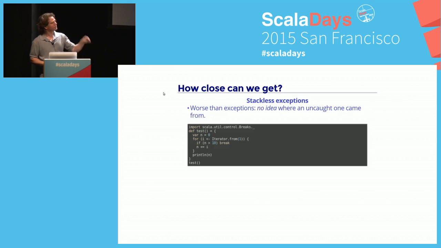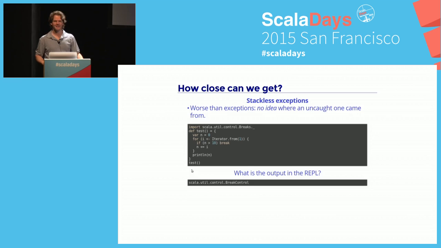So there's a problem. If you can see this code, there's a break in the Scala util control breaks thing. There's this break command, and that uses a stackless exception to jump out of a closure. And so here's some code, which if you know how this works, you might realize is a problem. So what if you run this thing in the REPL? What do you think the answer is? It turns out that the answer is that, which really isn't very nice.